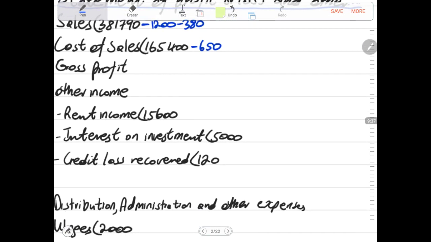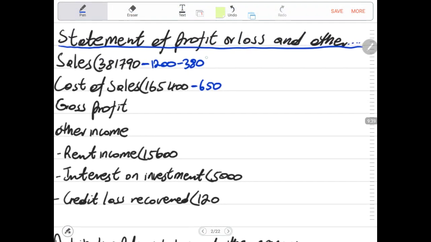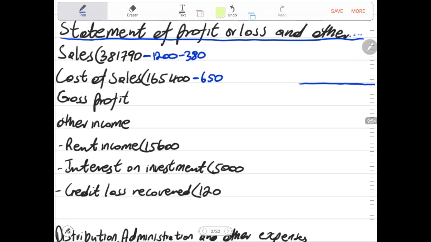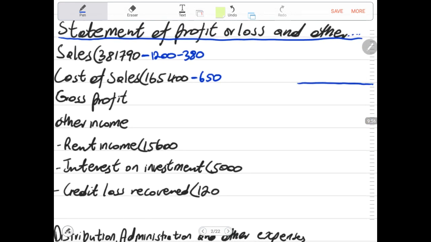Then now we will have what is called gross profit. I don't want to draw the line here and close, because there might be some adjustments that are not yet recorded in the trial balance. But we know that sales minus cost of sales, or revenue minus cost of sales, will give us a gross profit.